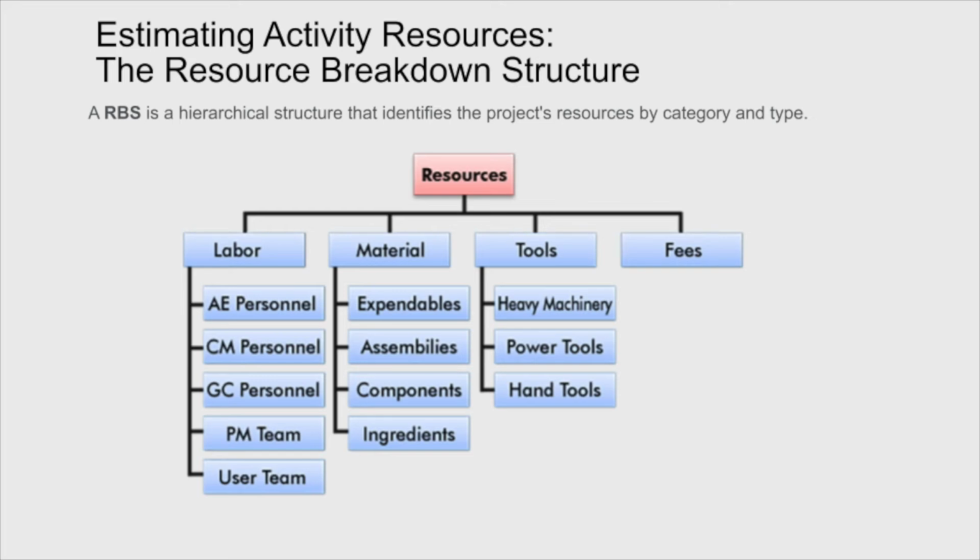And we can think of tools. What are the tools that were required for that activity? Heavy machinery, power tools, hand tools, these sorts of things. So these are all important components that flow out of the activities that a lot of software will help plan out, because those are important things to get the job done.